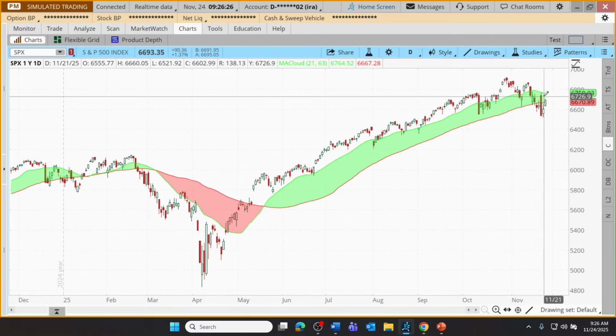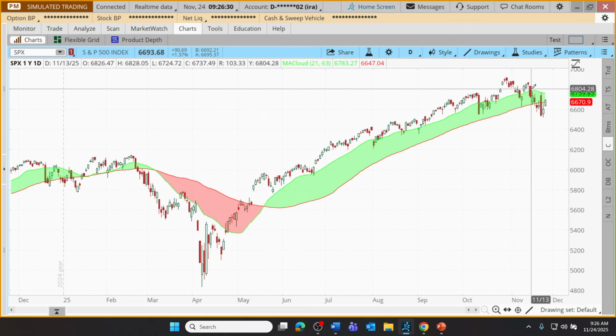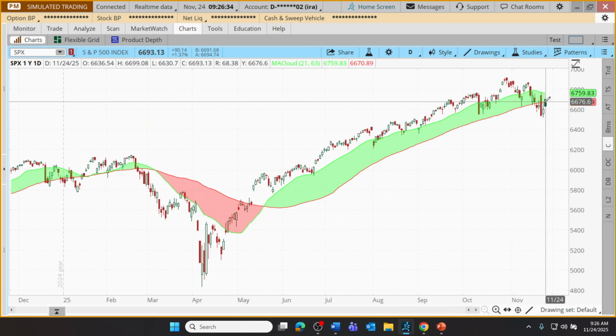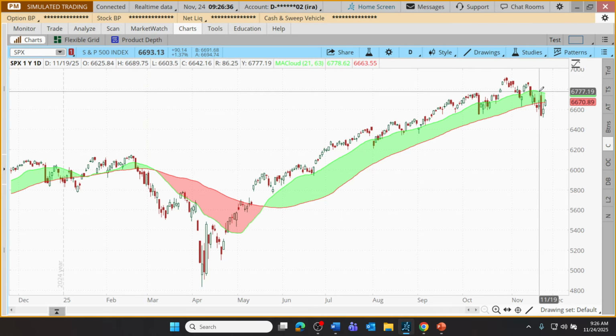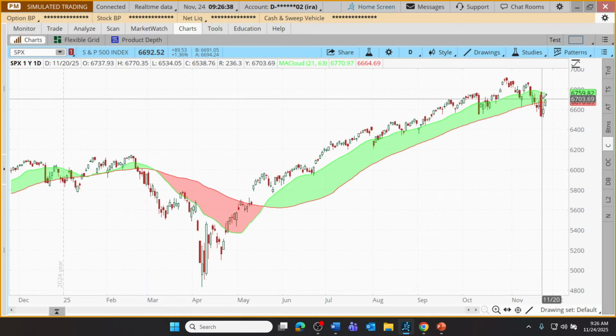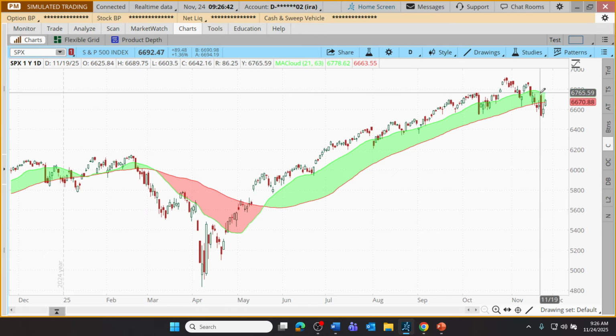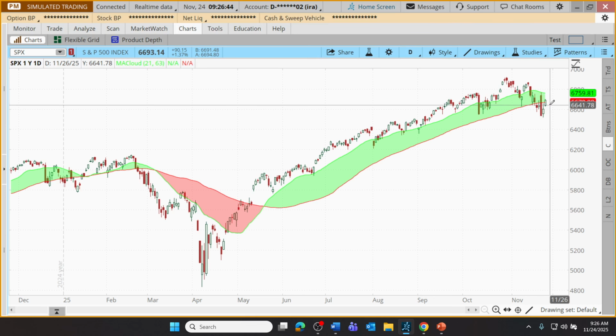If we see a narrowing or a thinning of that green cloud, it may be a weakening of a bullish trend, but we remain bullish as long as the 21 is above the 63. And as a matter of fact, a thinning green cloud may actually represent potential short-term entry opportunities as long as that 21 does not cross down through the 63 and transition to red.